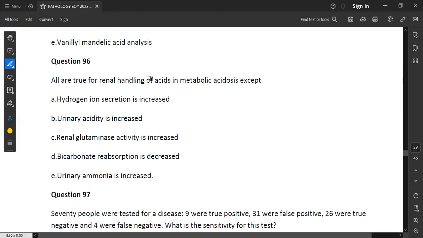Yeah, it's D. So let's go through them. We've established that metabolic acidosis is usually an accumulation of acid in the body, while respiratory is accumulation of carbon dioxide. So hydrogen ion secretion is increased, yes, because acidosis means we have more hydrogen ions, so hydrogen ions need to be removed. Urinary acidity is increased. As we increase the hydrogen secretion, there are more in the urine.